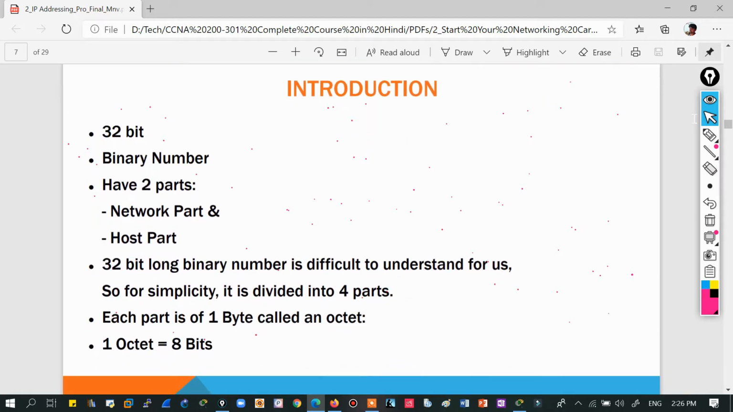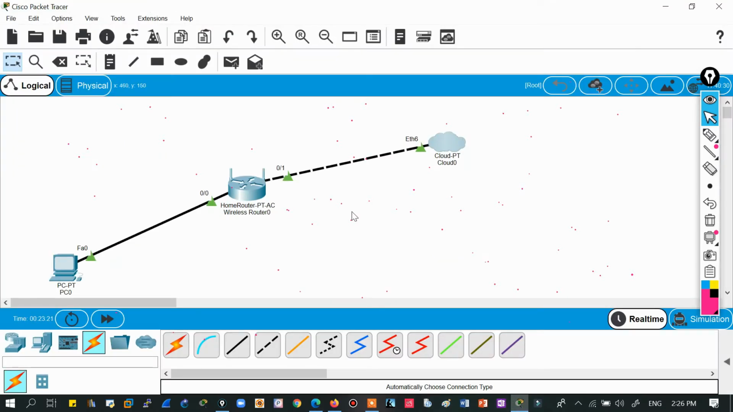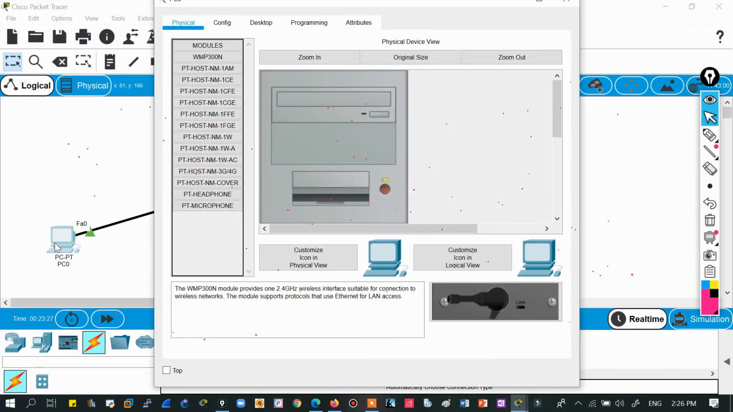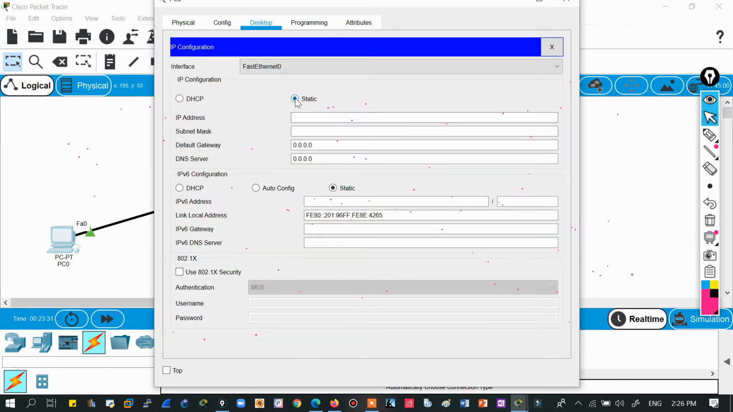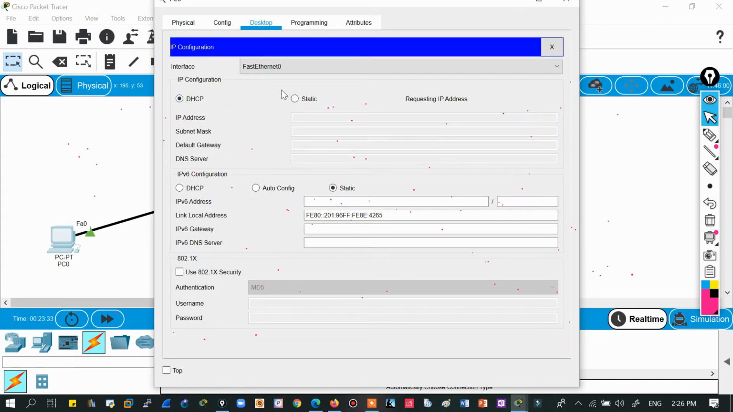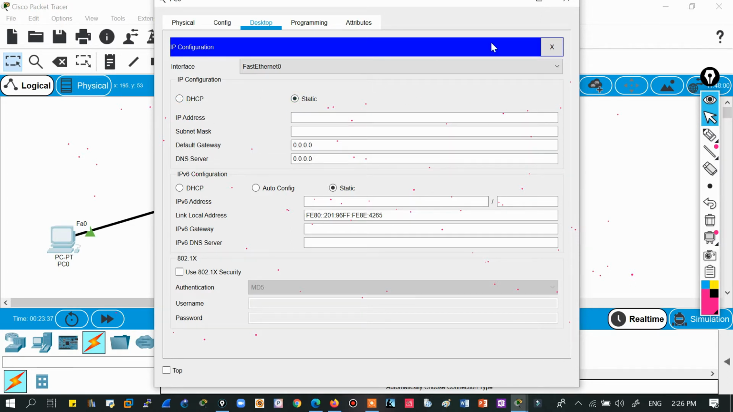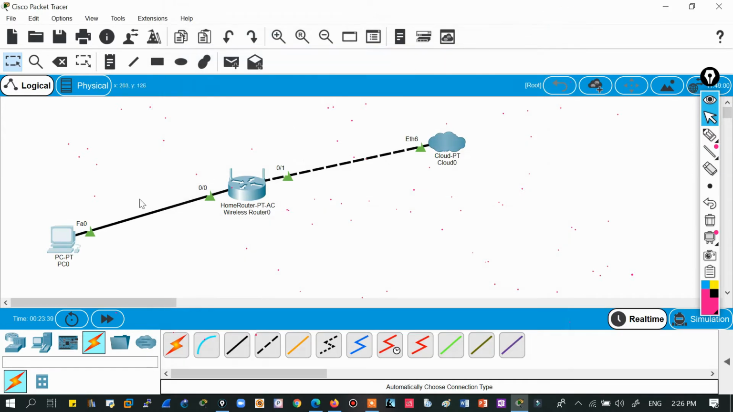Okay, so first of all, before starting this, let us understand why we need an IP address. Why and how we need IP, how we get IP. See, if you go to the PC, to the desktop and IP configuration, there we will have these two settings, static IP and DHCP. So it means any device which wants to be registered on some network needs some addresses, right?